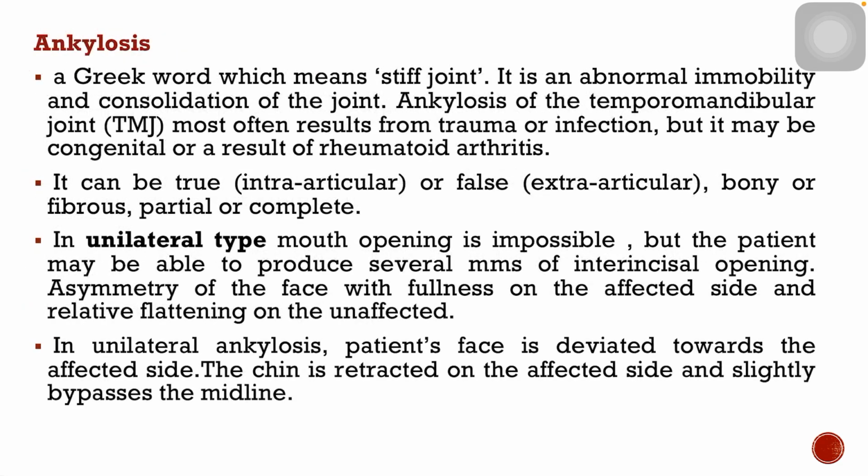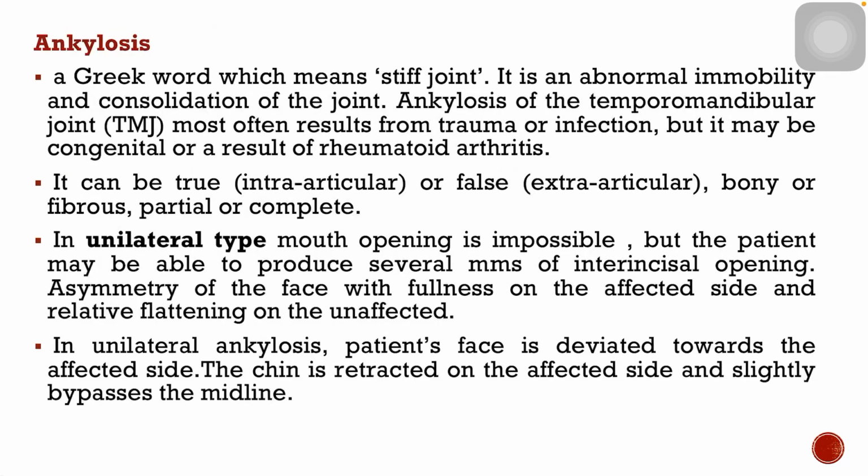Ankylosis هي a Greek word معناها إنه stiff joint. It is abnormal immobility and consolidation of the joint. Ankylosis of the TMJ ممكن سبب trauma أو سبب infection أو ممكن congenital أو سبب rheumatoid arthritis. It can be true اللي هو intracapsular أو false اللي extracapsular والبوني and الfibrous أو partial or complete.